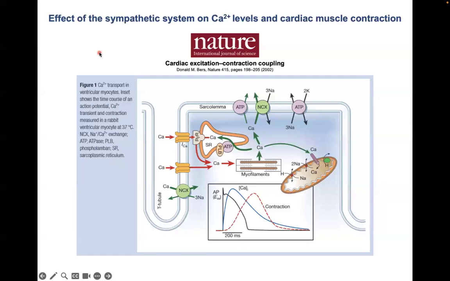And now I will discuss the effect of the sympathetic system on calcium levels and cardiac muscle contraction. In this slide, we see three graphs. The action potential in black, followed by the increase of the calcium concentration, this is the graph in blue, and briefly after the increase of the calcium concentration, we start the contraction, which you see here in red. And now I will talk about the action potential.